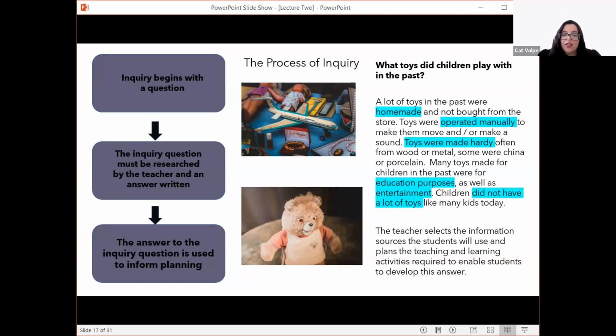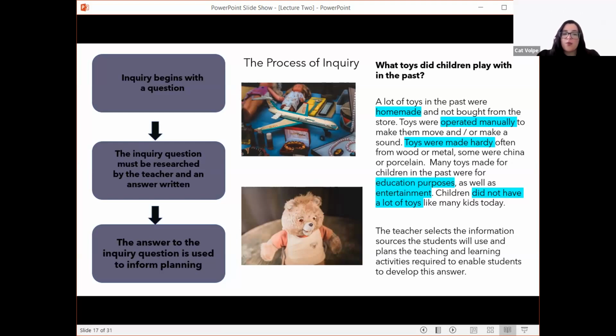Looking at the types of words that are highlighted here, these are the sort of things that you need students to be investigating: the way toys were made, how they worked, and what their purpose was, and comparing it to the present. When you're coming up with an answer to a sequence question, highlighting keywords can really be helpful to break down the learning sequence. The teacher actually selects the information sources the students will use and plans the teaching and learning activities required to enable students to develop the answer.